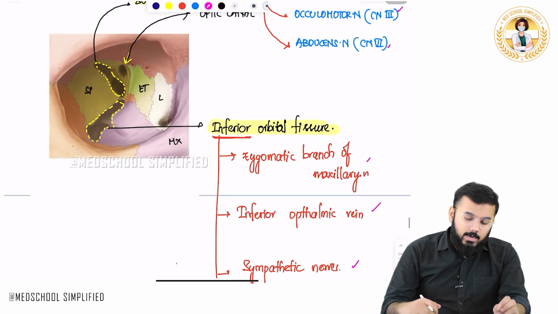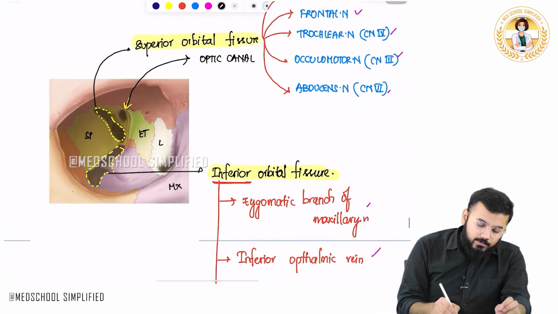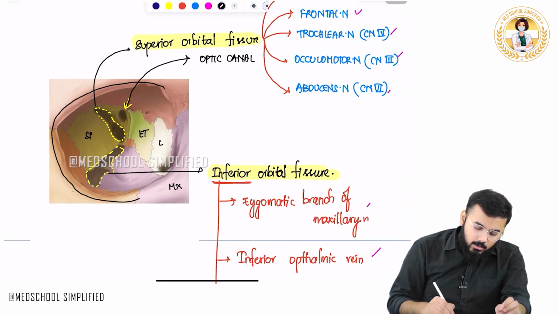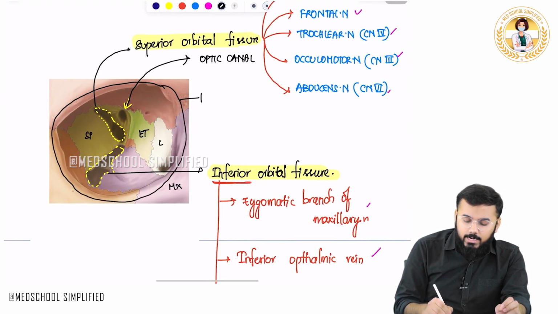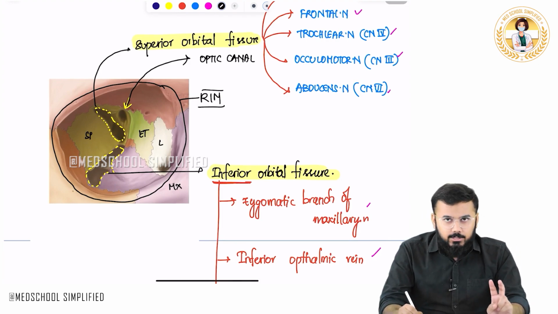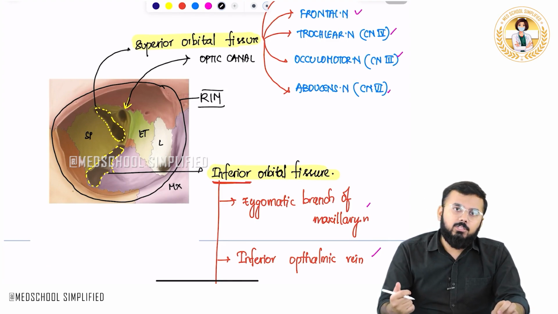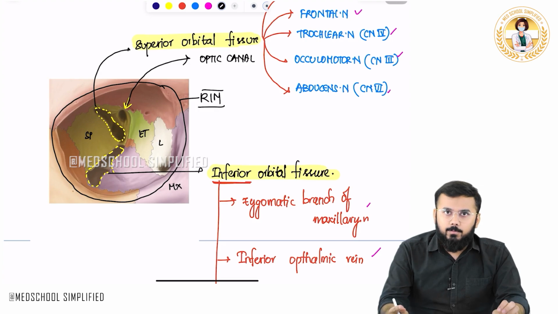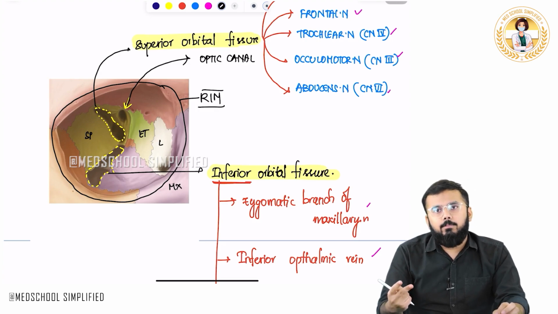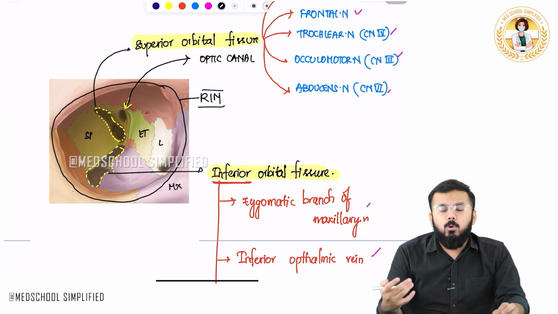Next important thing is that if you look at the orbit, you see the border of this orbit, right? This border of the orbit is called the rim of the orbit. Mostly there are two types of fractures that can happen to the orbit. One is called orbital rim fractures and the second one is called blowout fractures.